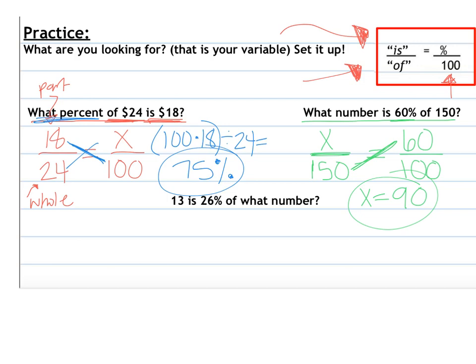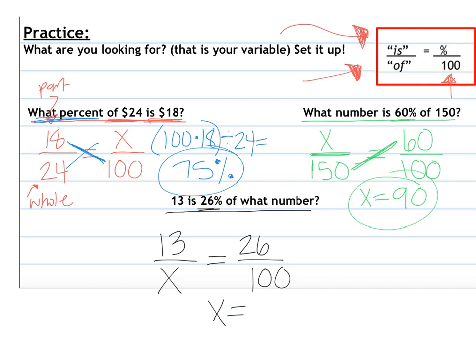And then we have 13 is 26% of what number? So again, here's my two ratios, my proportion to make it equal. 26%, so let's do 26 over 100. This time I'm taking 26% of something that I don't know. So that's on the bottom, and then 13 is on the top. And now I solve, and I do 100 times 13, and I divide it by 26, and I get 50. So 26% of 50 equals 13.